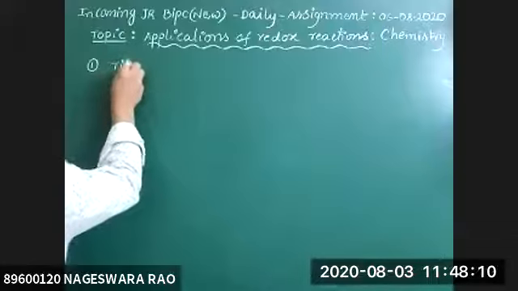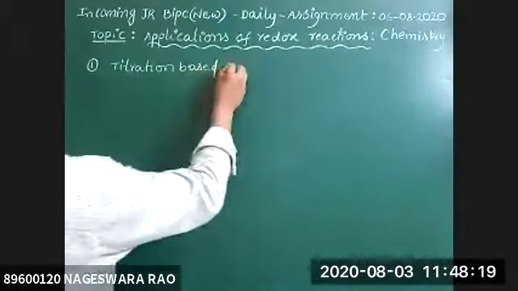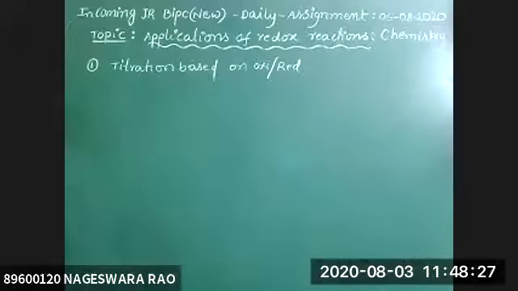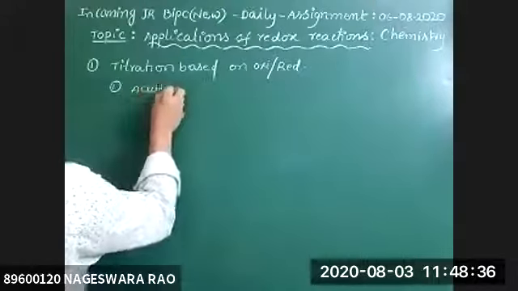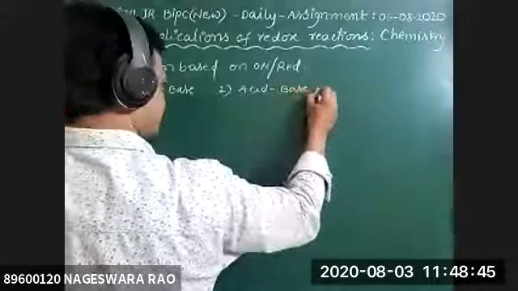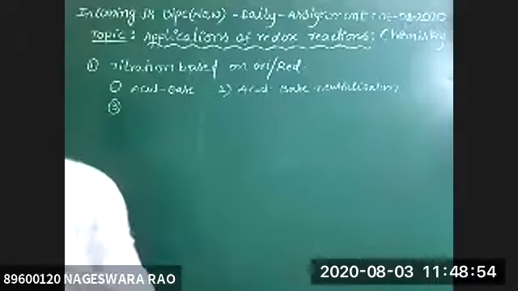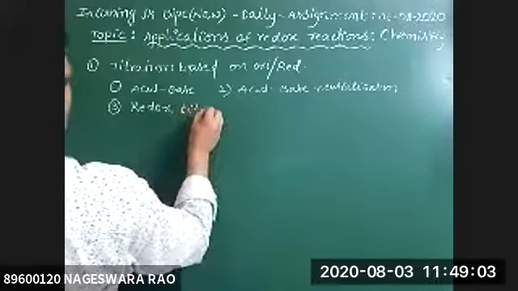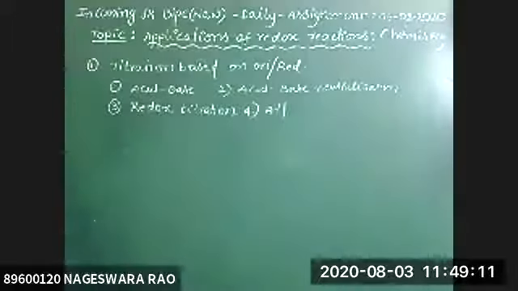Titration based on oxidation and reduction is called as: option 1, acid-base titration; option 2, acid-base neutralization; third, redox titration; and fourth, all. What is the answer, friends?